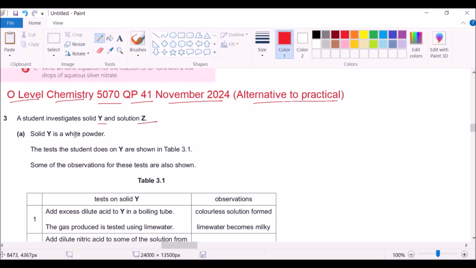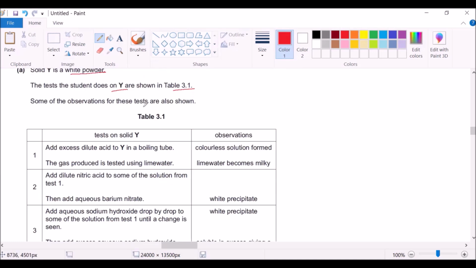Solid Y is a white powder. The tests the student does on Y are shown in the table below. Some of the observations for these tests are also shown. Test on solid Y. If we add excess dilute acid to Y in a boiling tube, a colorless solution is formed. The gas produced is tested using lime water.